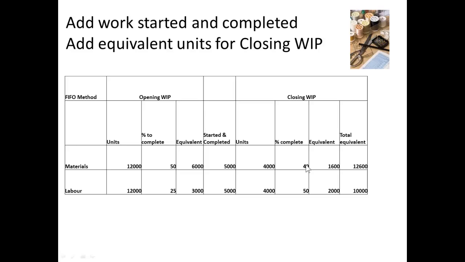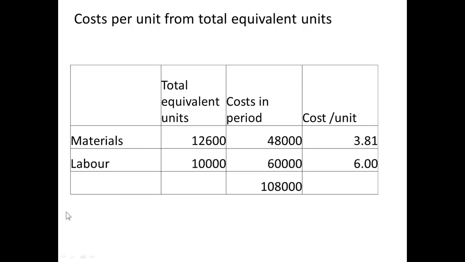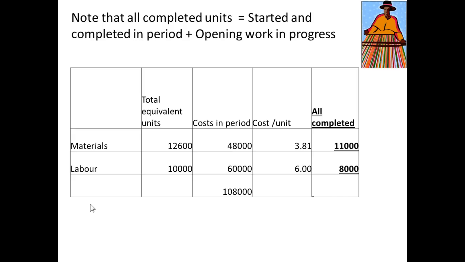I'm looking at the materials at the moment. 4,000 units at 40% complete, which is 1,600, which will give me a total of equivalent units of 12,600. And total equivalent units for labour will then also be, let me find where I've got this, 3,000, that will be 10,000. So the costs in the period for materials 3.81 per unit, and for labour £6 per unit.